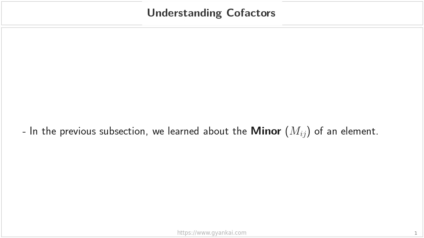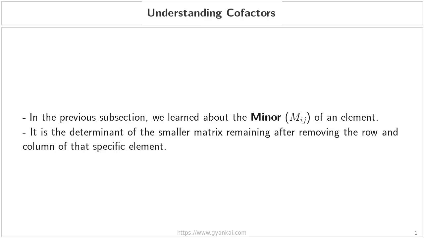Welcome, everyone. Before we dive into our new topic, let's take a quick moment to recap what we've already covered. In our previous lesson, we explored the concept of the minor, which we denote as m sub ij of an element. As a reminder, the minor is simply the determinant of the smaller matrix that remains after you delete the specific row and the specific column associated with that element.